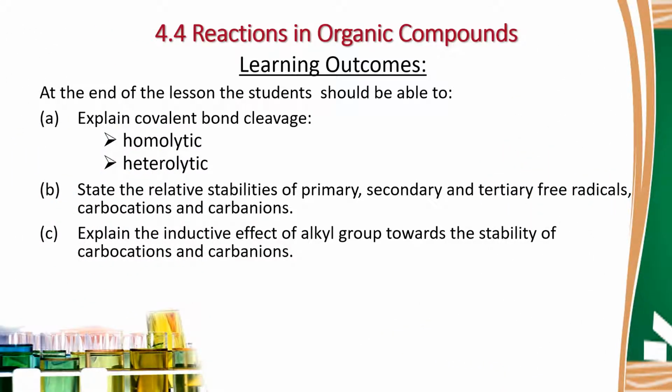4.4. Reactions in organic compounds. Learning outcomes. At the end of the lesson, the students should be able to: A. Explain covalent bond cleavage: homolytic and heterolytic. B. State the relative stabilities of primary, secondary and tertiary free radicals, carbocations and carbanions. C. Explain the inductive effect of alkyl group towards the stability of carbocations and carbanions.